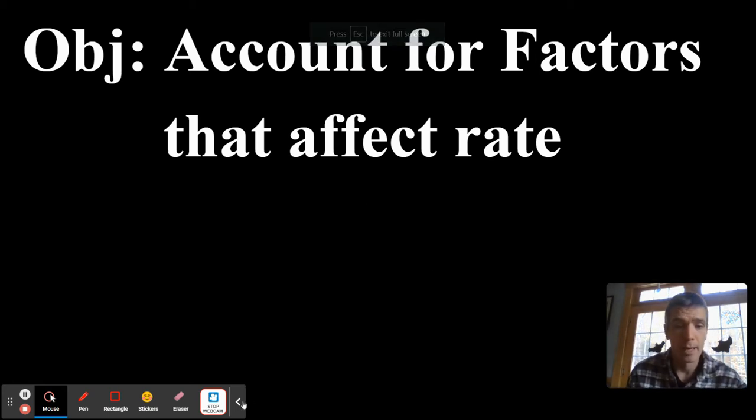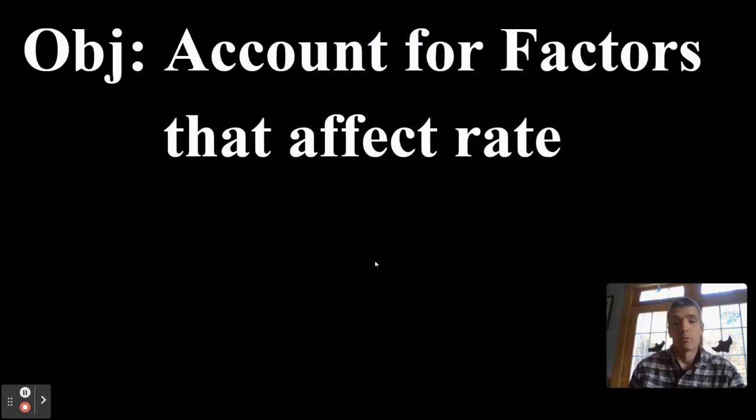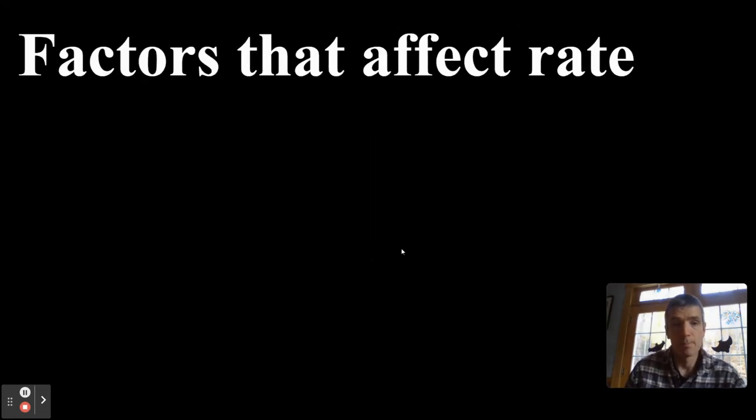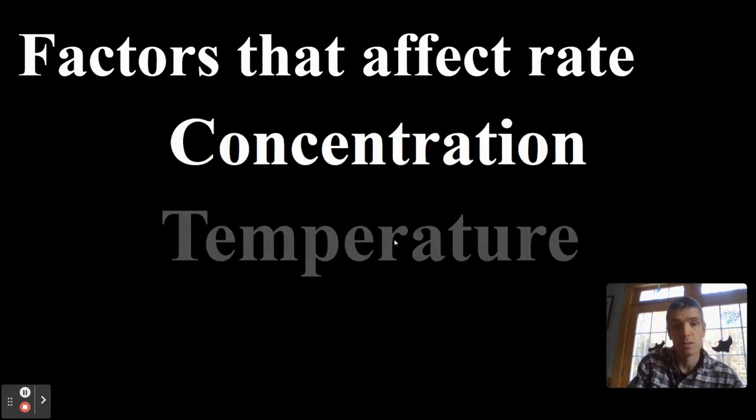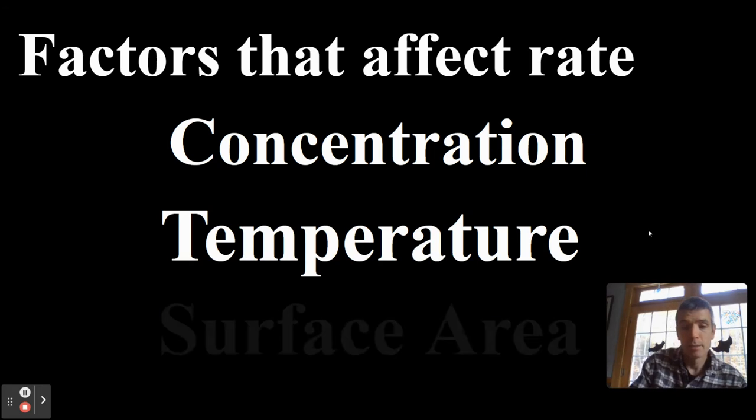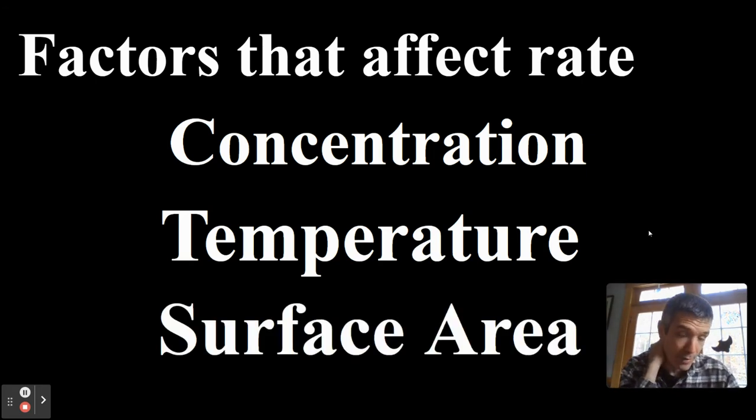Here's our objective, and there are really going to be three factors that we want to explain. In this video, there's a fourth factor, but we're going to talk about concentration, temperature, and surface area, and all of them affect it in a similar way. Basically, they're all going to increase the collisions that are happening, and therefore they're going to increase the rate. Temperature is also going to increase the force of these collisions, and therefore the rate as well.